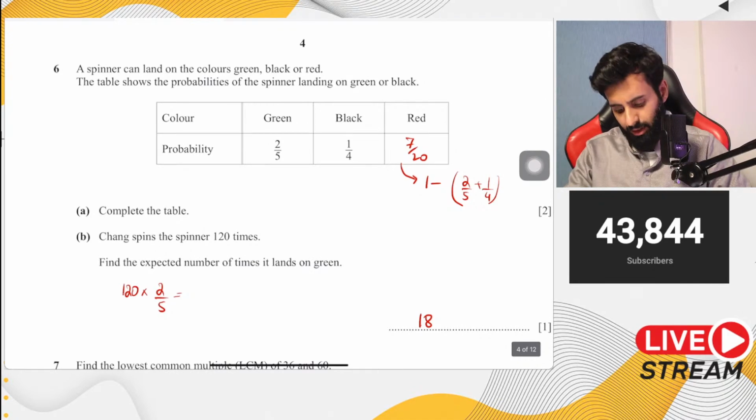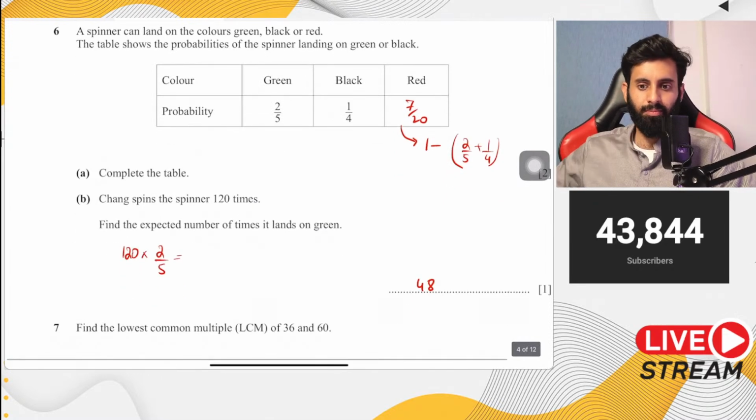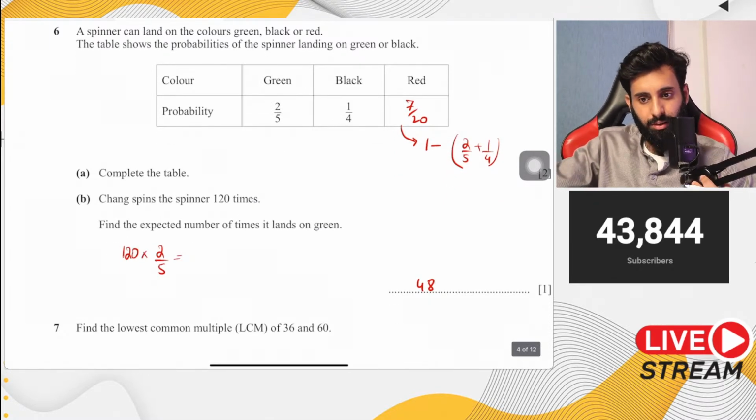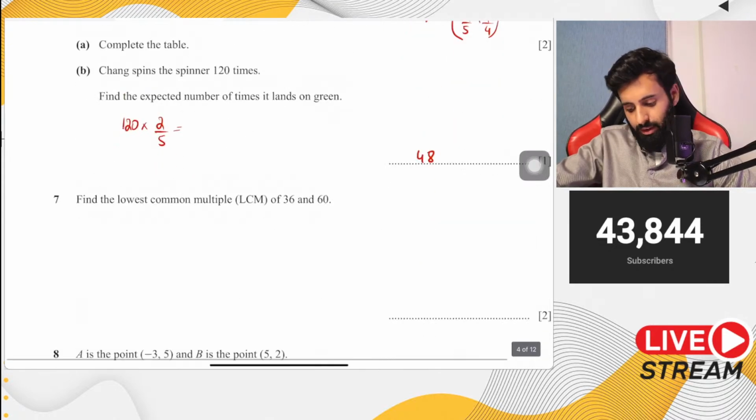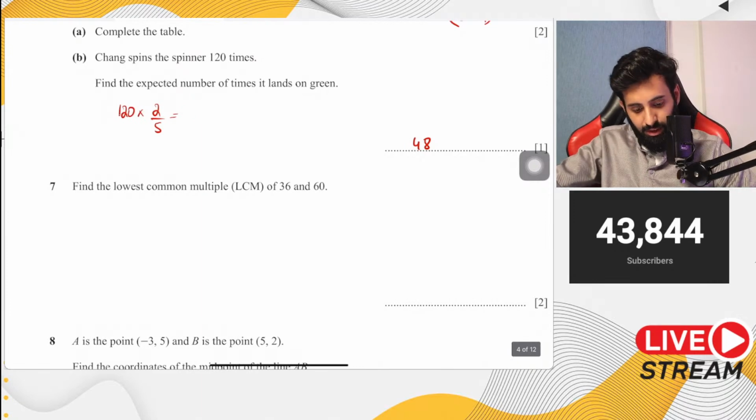Okay, this is 48. I don't know why I wrote 18. Sorry about that. This is 48. Yes, 48. My bad. Yes, you're right. It's 48. I read that as 18. My bad. So it says find the lowest common multiple of 36 and 60.